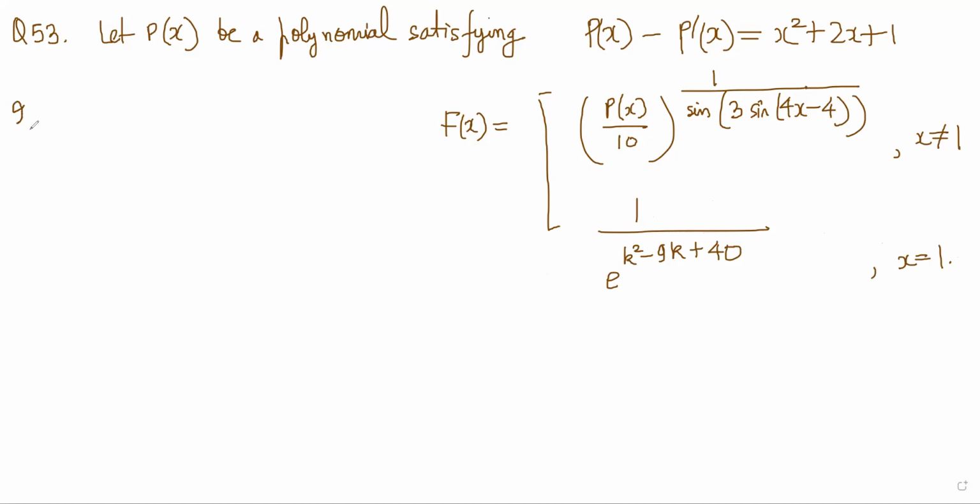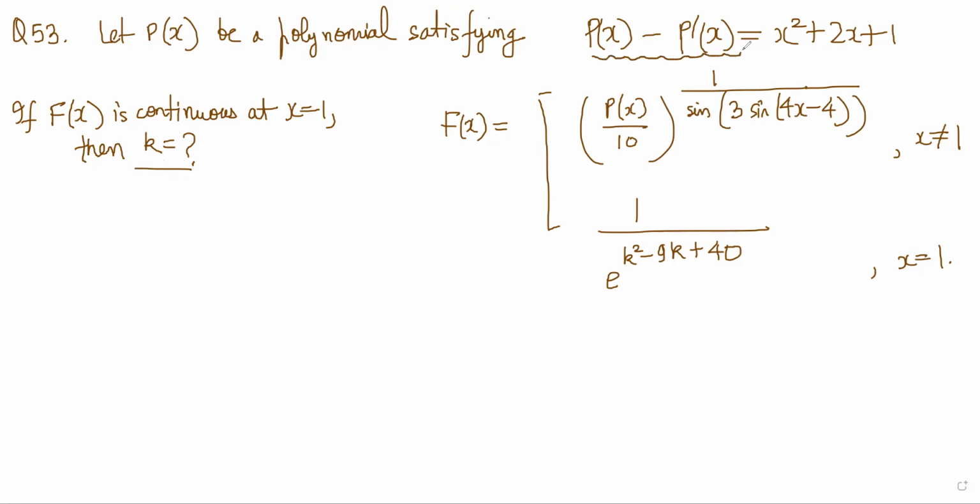The question is, if f of x is continuous at x is equal to 1, then what is k? After that, there is another question, which is the integral of 1 by px. We'll go in a step-by-step manner. So let's think about f of x. But in order to think about the continuity of f of x, we have to worry about your polynomial p of x, right?